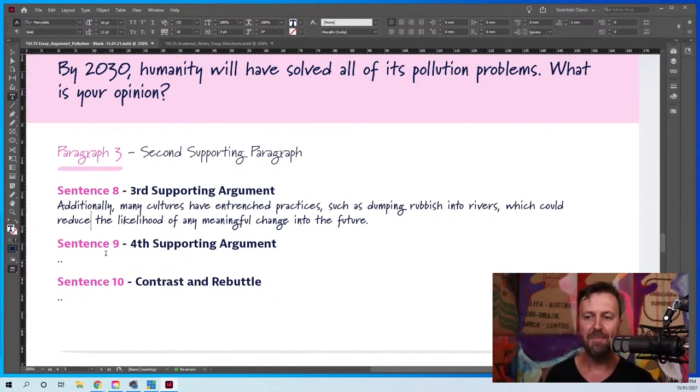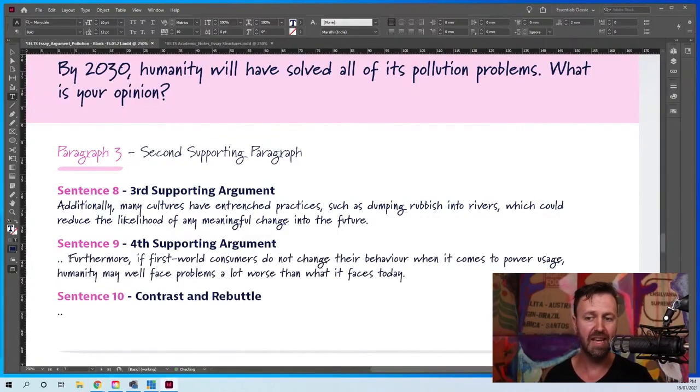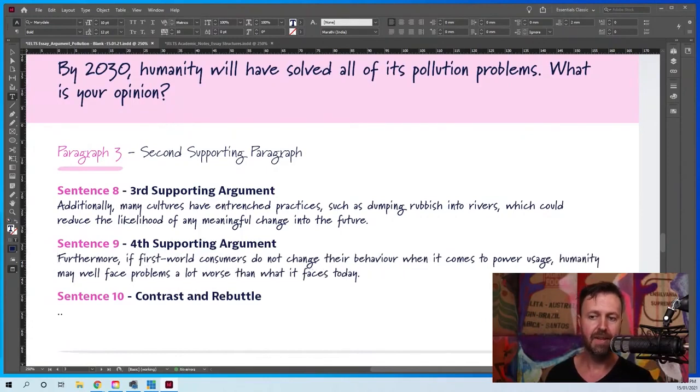Awesome. So yeah, that's what we've got there. So many cultures have entrenched practices which could reduce the likelihood of any meaningful change into the future. Awesome. We've now got our fourth argument. Our fourth argument is going to be our furthermore, and this time we're going to use a different structure. We're going to use an if. Furthermore, if first world consumers do not change their behavior when it comes to power usage, humanity may well face problems a lot worse than what it faces today.